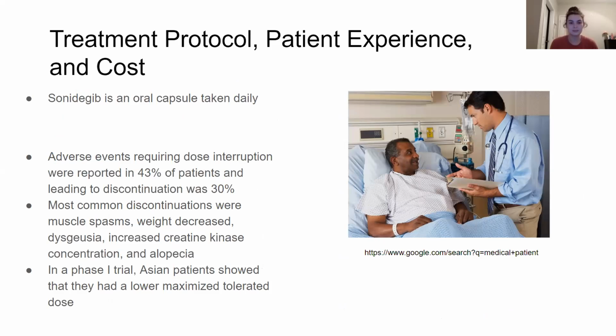And for patient experience, adverse events requiring dose interruption were reported in 43% of patients, and adverse events leading to discontinuation of the drug were reported in 30% of the patients. And so these are said to be manageable side effects. I also thought it was interesting that in a phase 1 trial I found, Asian patients showed that they had a lower maximum tolerated dose of our drug.